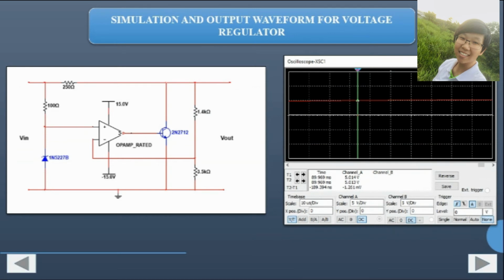This is the circuit diagram for the voltage regulator in our project. It is an op-amp shunt voltage regulator circuit, and the Zener diode in this project is 1N5227B. The Zener voltage for this diode is 3.6 volt. The output for this circuit is 5 volt.